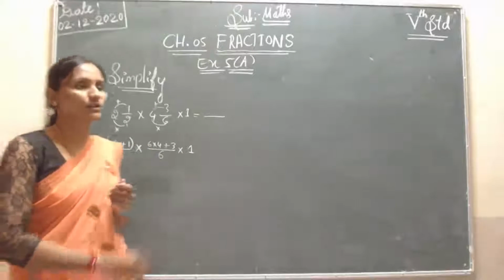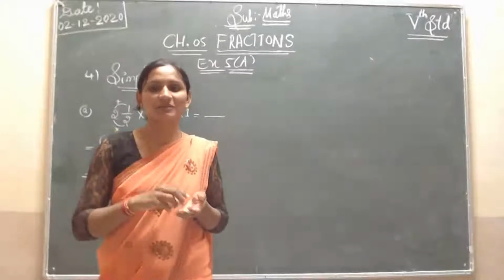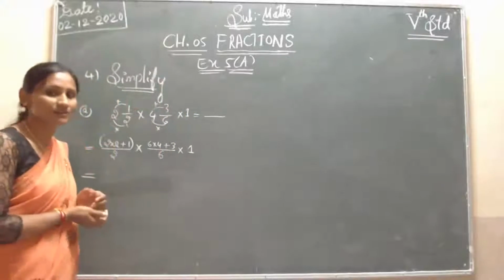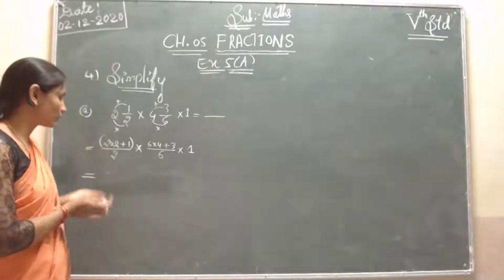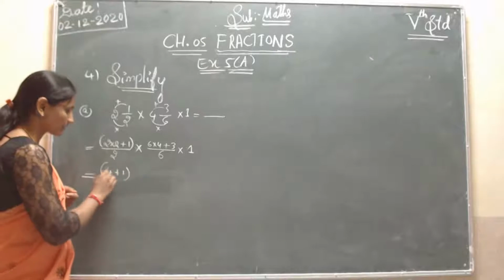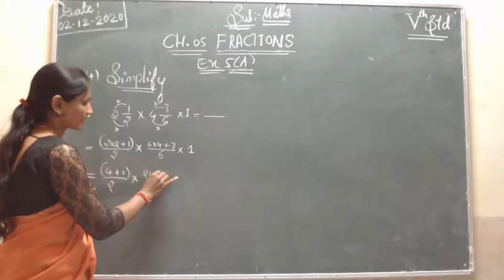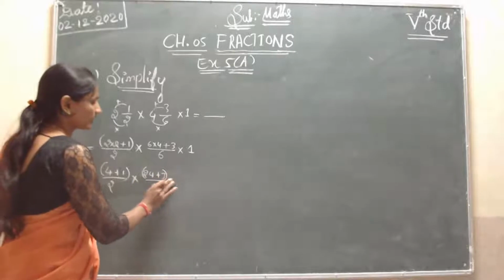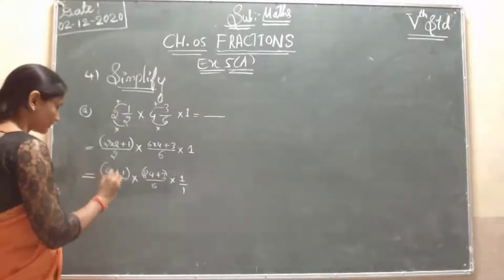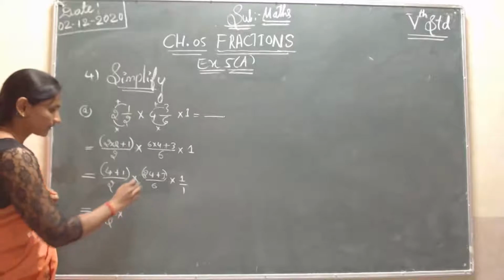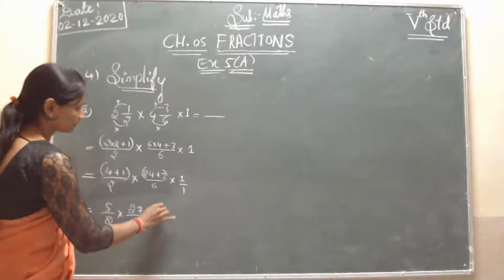First I will show the traditional method completely. In the next problems I will show the shortcut method, students. First step: multiply the numbers. 2 into 2 plus 1, so 2 into 2 is 4, 4 plus 1, close the bracket, by 2. Then 6 into 4 is 24, plus 3, by 6, into 1 by 1. Students, can you observe here? So 4 plus 1 is 5 by 2, into 24 plus 3 is 27 by 6, into 1 by 1.